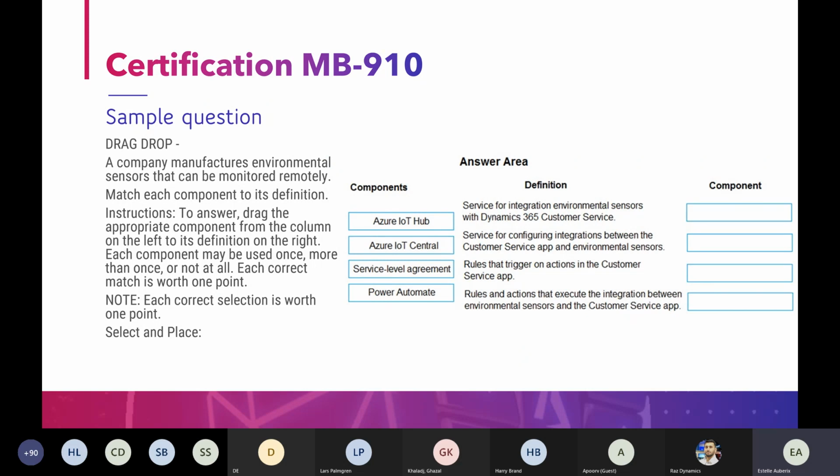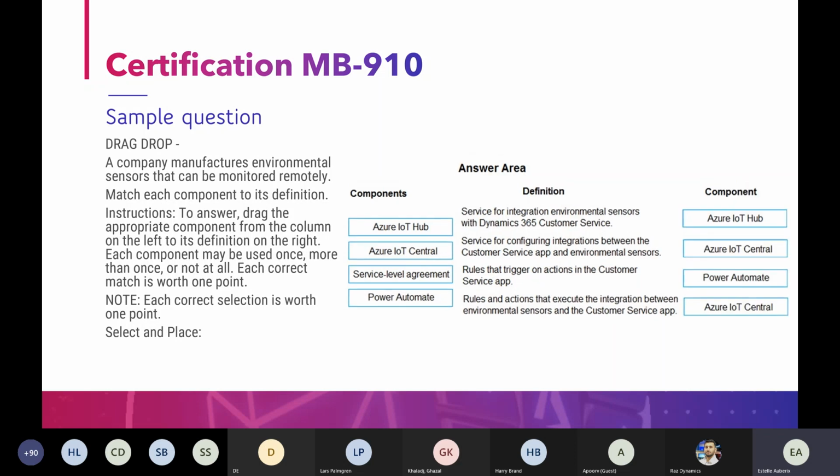You can see that these are not components that you can directly find in Dynamics 365. But do not forget that Dynamics 365 is a SaaS solution integrated in Azure. So you will be able to connect any other project related in Azure, or otherwise in Microsoft 365. So in this case, which component will be related to the service for integrating environmental sensors with Dynamics 365 Customer Service, which one is related to the service for configuring integration, which one is related to rules that trigger an action, and which one is rules for action.